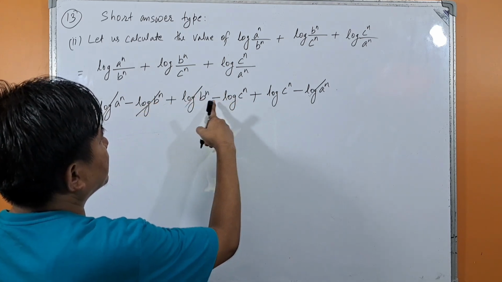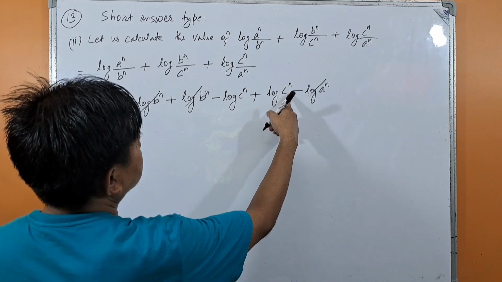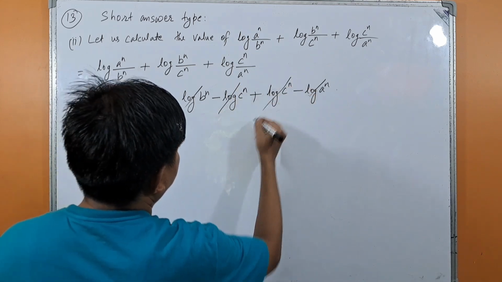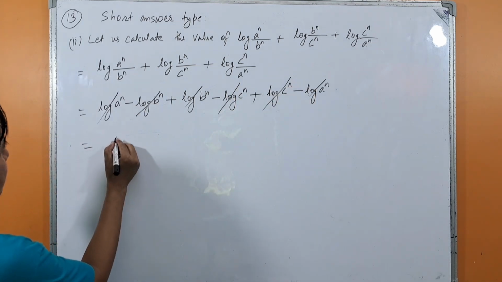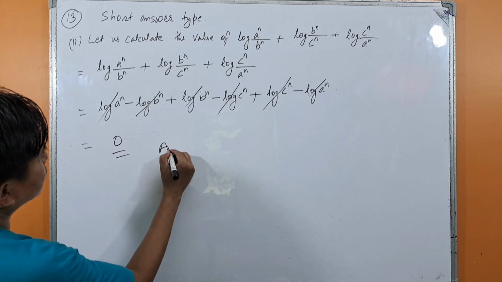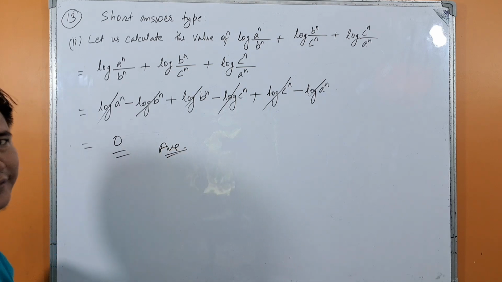Log c to the power n is negative, log c to the power n is positive, so this also gets cancelled. Ultimately we have 0 left, isn't it? So this is the solution for question number 2 of 13.